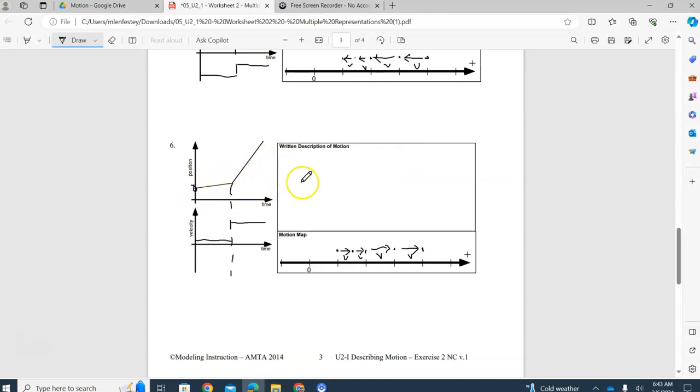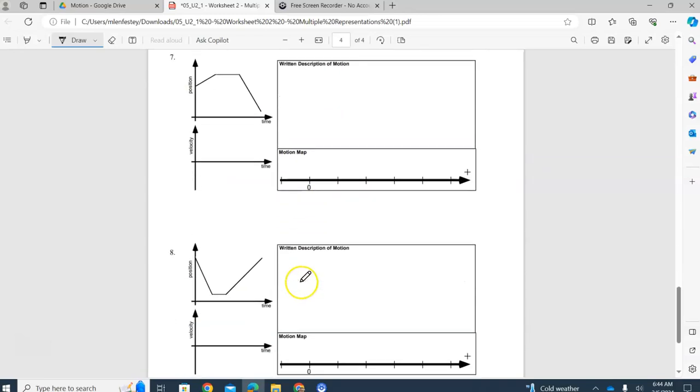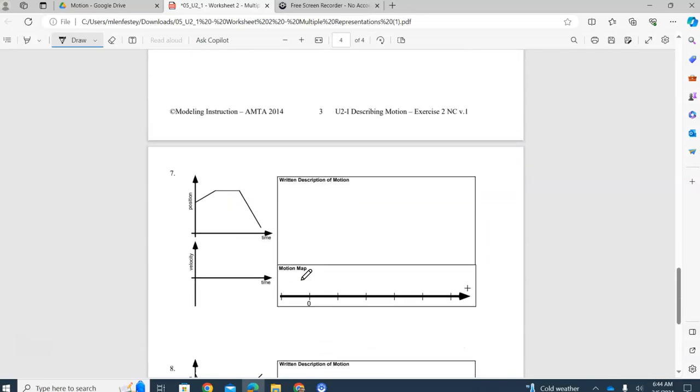Then it moves in the positive direction, so I have to say direction, at a fast constant speed. So it's moving fast here compared to here, and it's at constant speed. So make sure you write down the written description. All right, so this one's going to have 3 stages of motion. So first thing I have to do is draw my dotted lines.